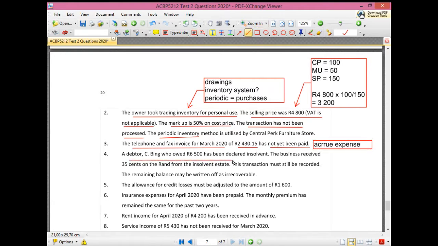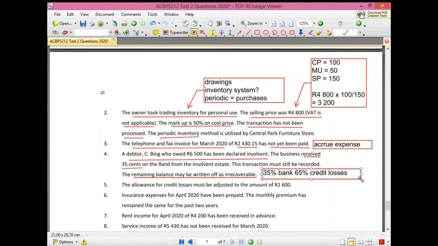Okay? Then number 4, they tell you that our debtor, C. Bing, who owed an amount of 6,500, was declared insolvent. 35 cents in the rand was received, and the rest has been written off as irrecoverable. So when you do the calculation, 35% will go to your bank because that's received, and then 65% will be credit losses. That's if we write it off as bad debts.